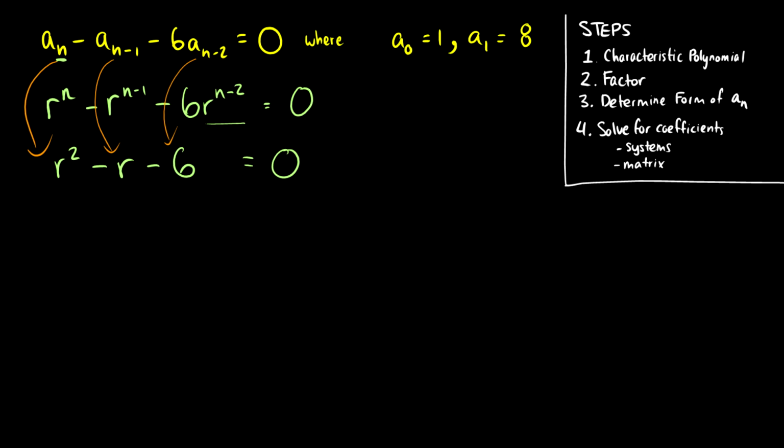This is called the characteristic polynomial. So every recurrence relation has an equivalent characteristic polynomial. This is step number 1. So we want to get to this step.